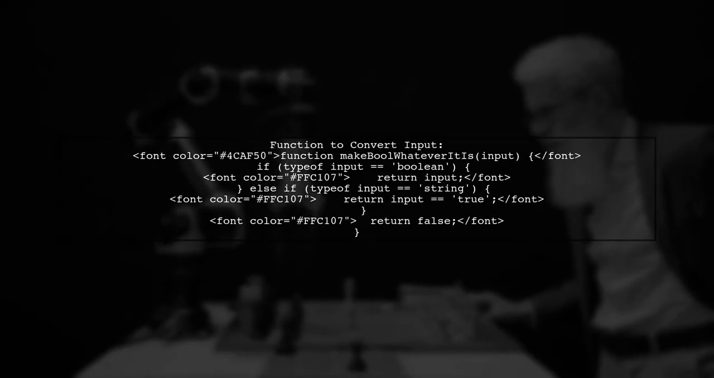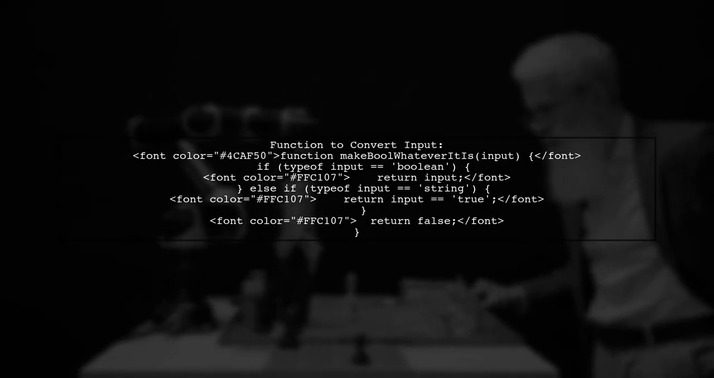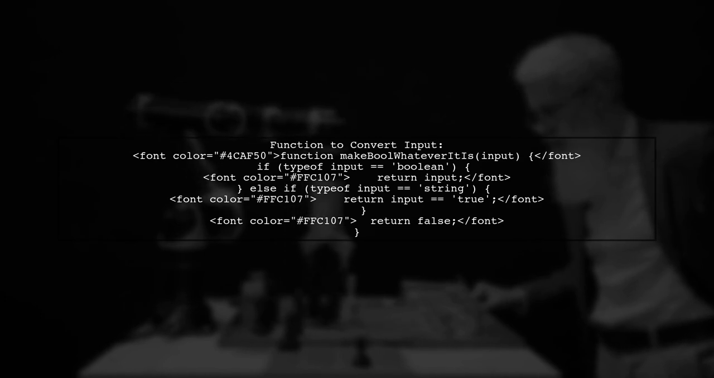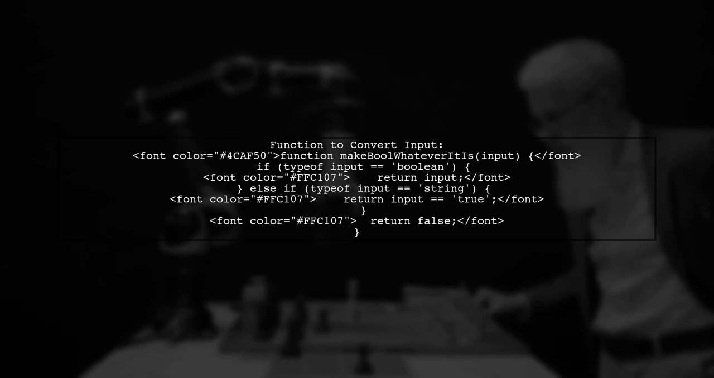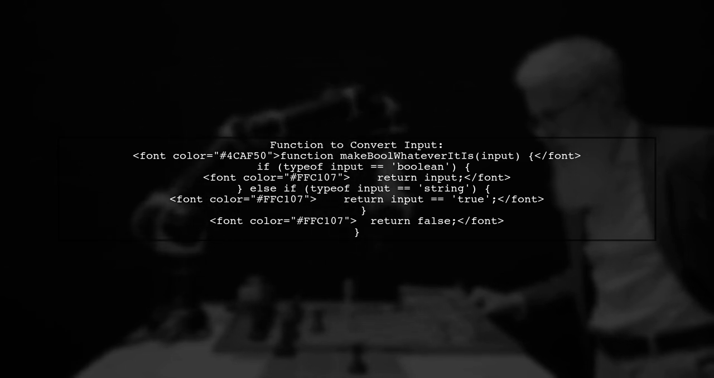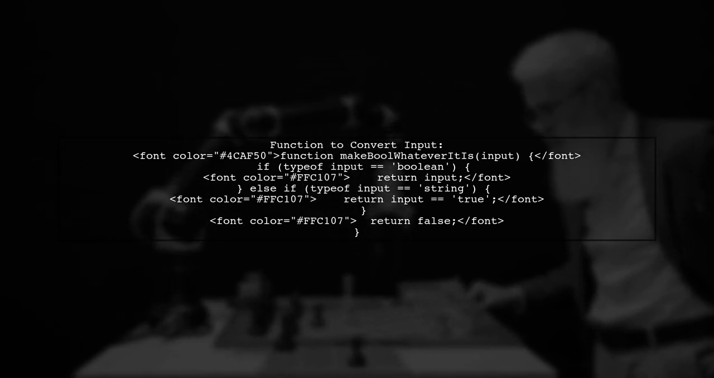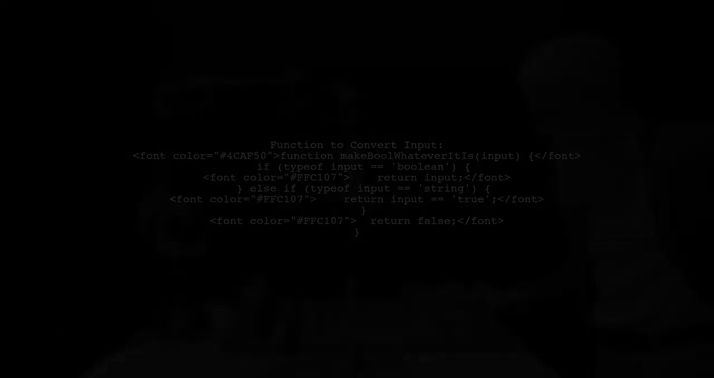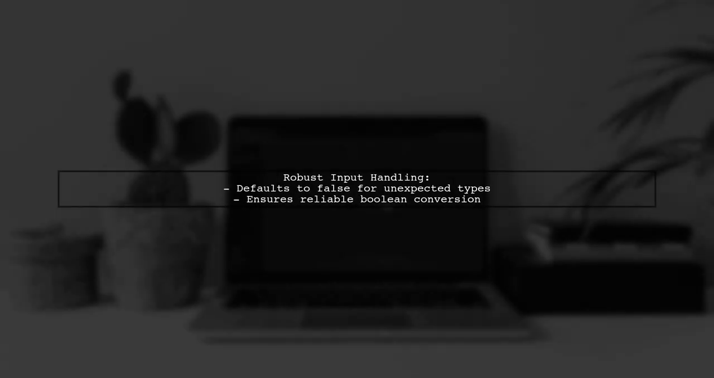Here's a simple function to achieve this. It checks if the input is a Boolean or a string, returning the appropriate Boolean value. This function ensures that any unexpected input defaults to false, making it robust for various types.